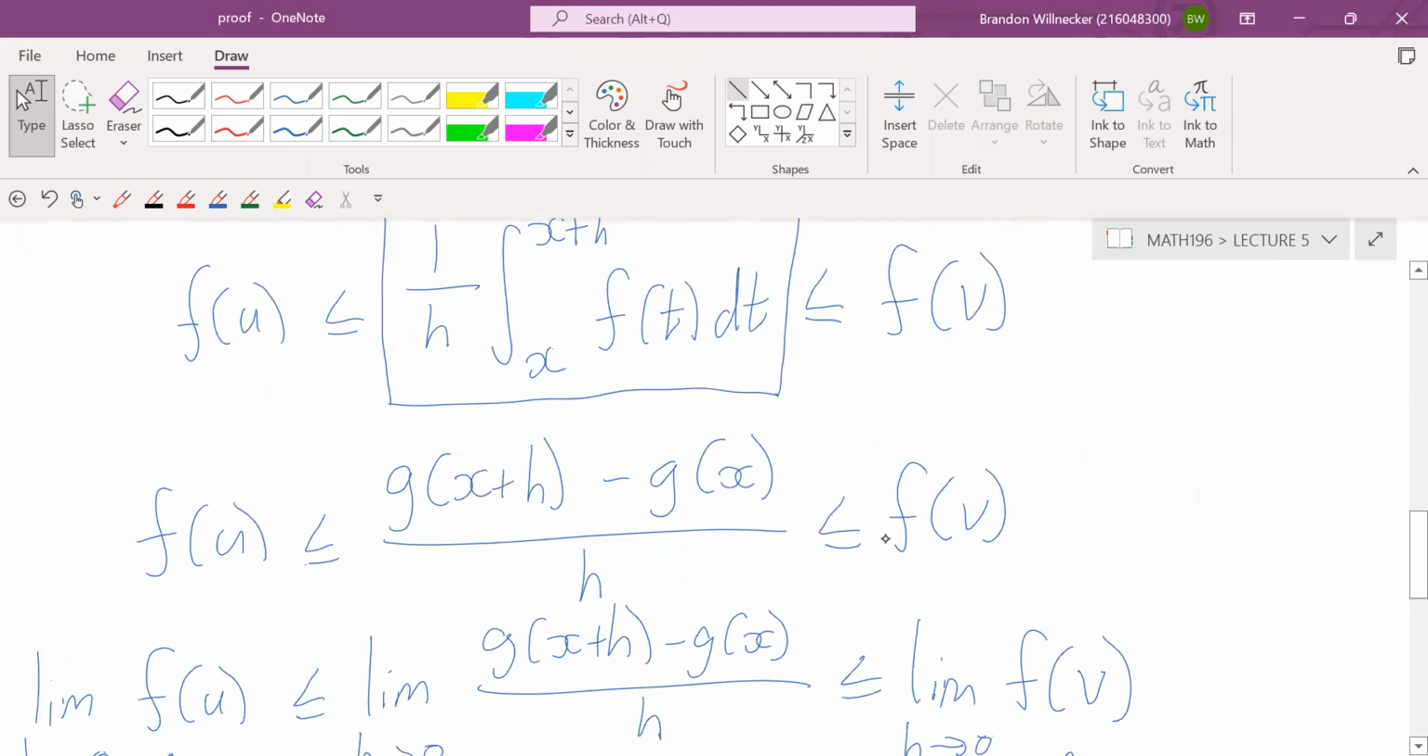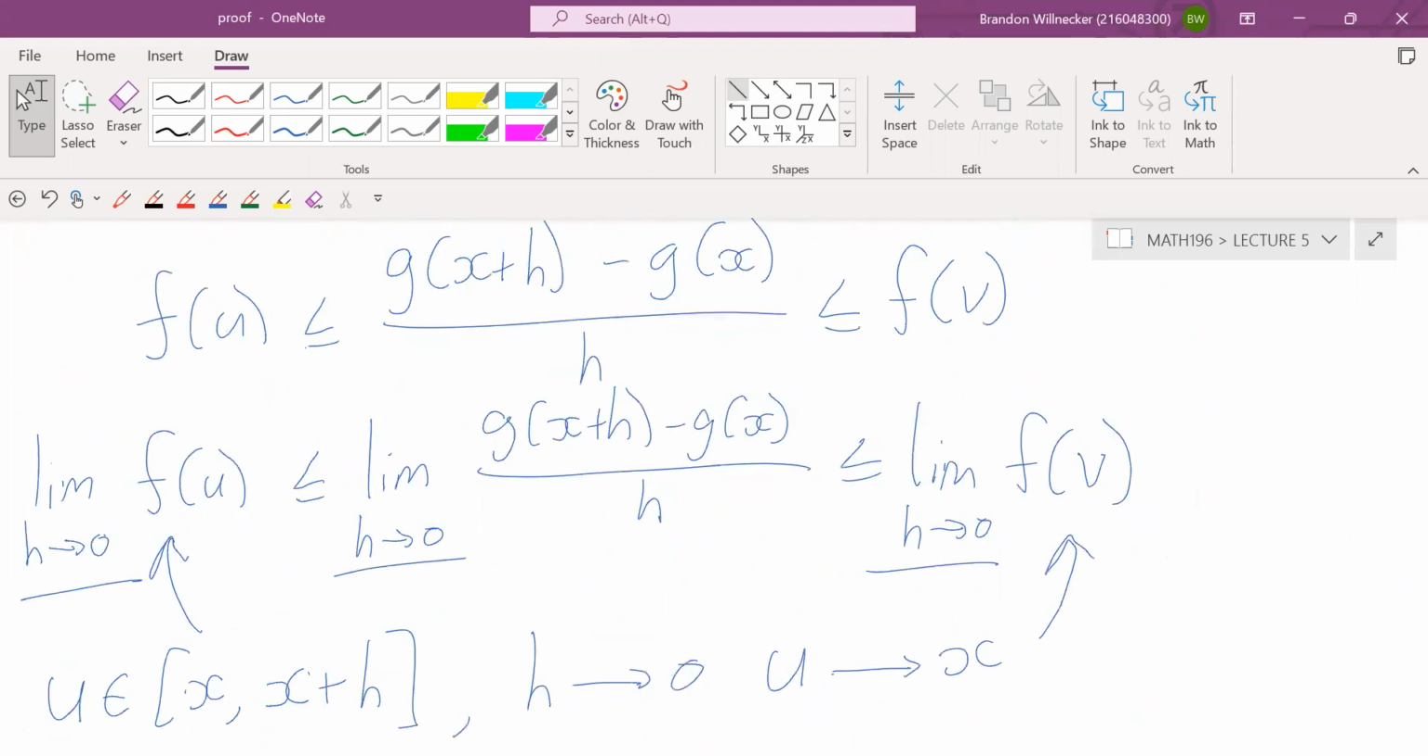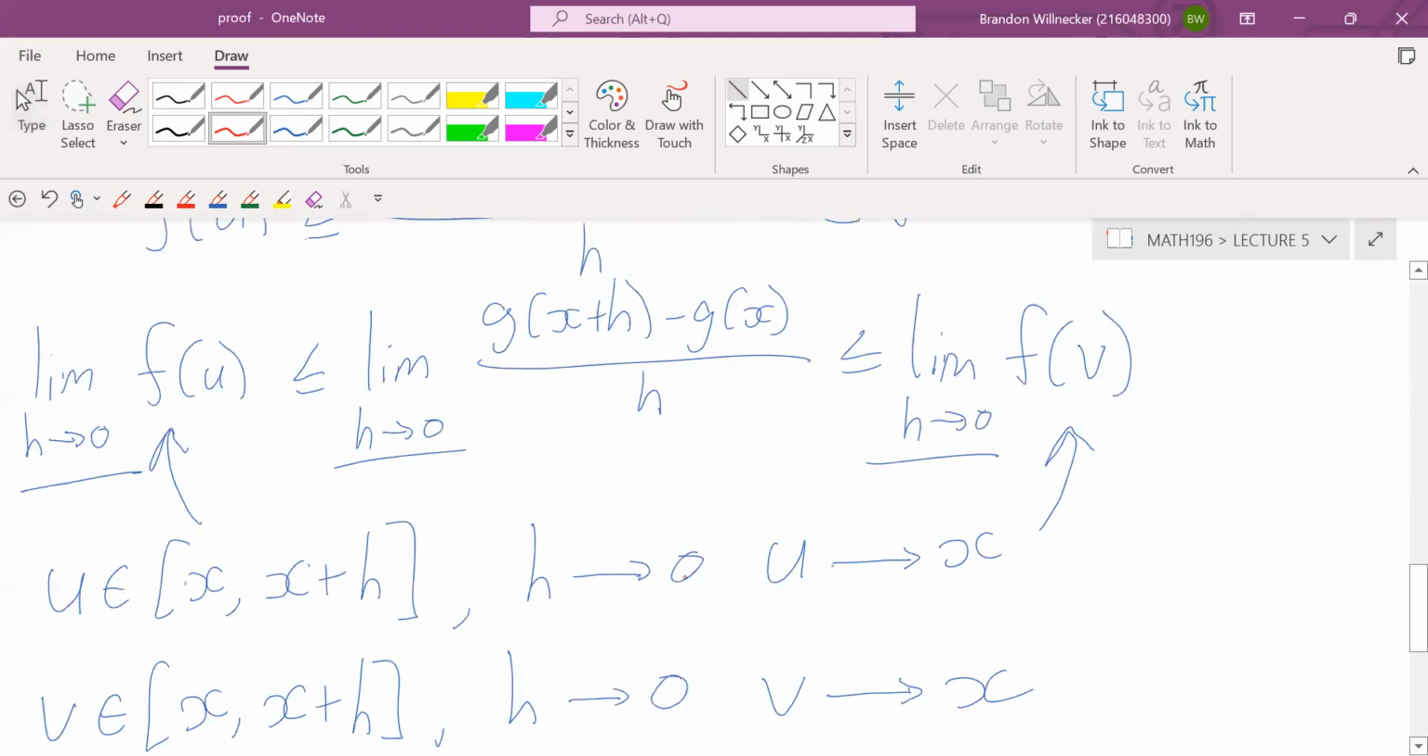Now we want this middle term to be g prime. We want it to be the derivative. So we need to take the limit as h goes to 0. So we take the limit as h goes to 0 on all of the terms. So we know that this middle term will then become the derivative. But what about the lower bound and the upper bound? Well, if we take h goes to 0, then the interval containing u is going to get smaller and smaller around x until only x appears.